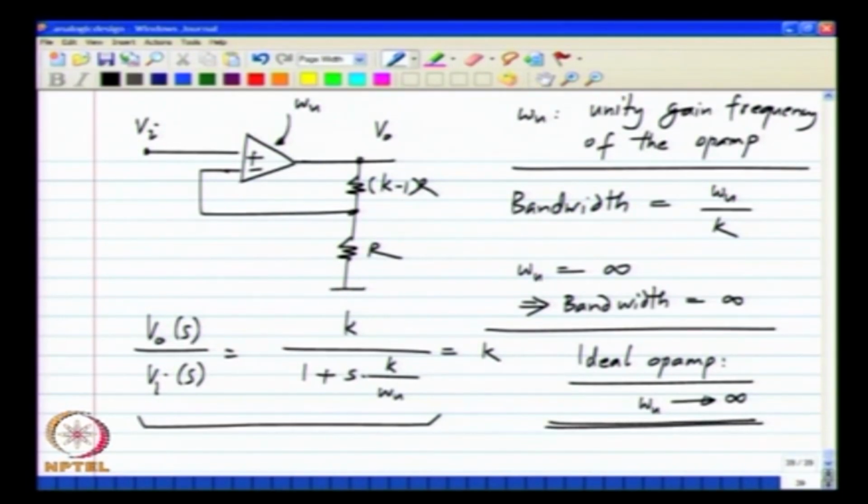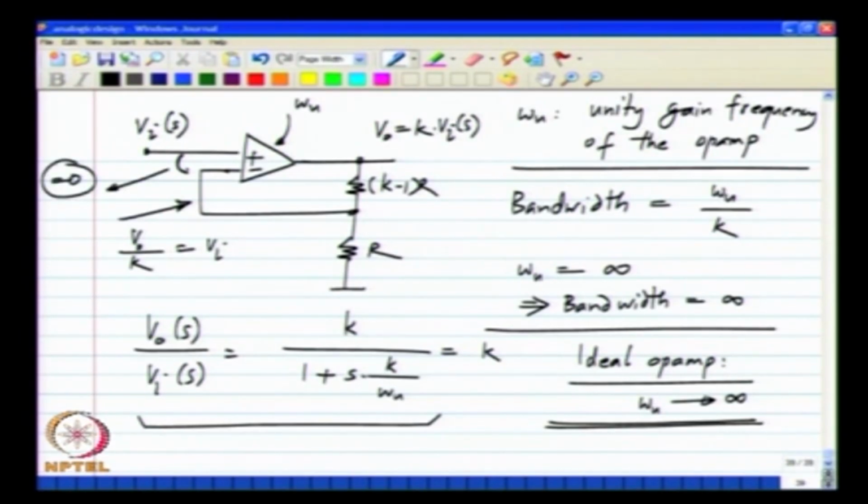So, what happens in this case? For any frequency, V naught will be k times Vi. Okay. The negative terminal of the op amp will also be equal to V naught by k equals Vi. Okay. And the difference between these two terminals, that will be equal to 0. Okay. So, that is the definition of an ideal op amp. So, many times the ideal op amp is presented first and then you are shown the actual op amp. We have gone the other way, we have gone from first principles to try and derive a negative feedback amplifier.